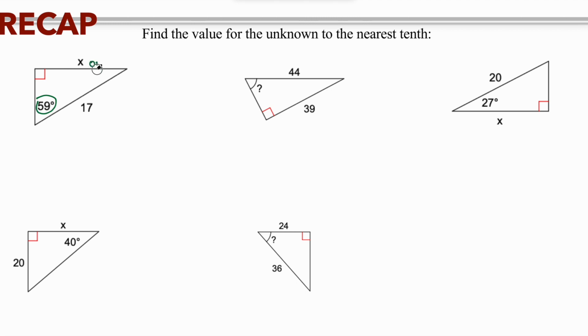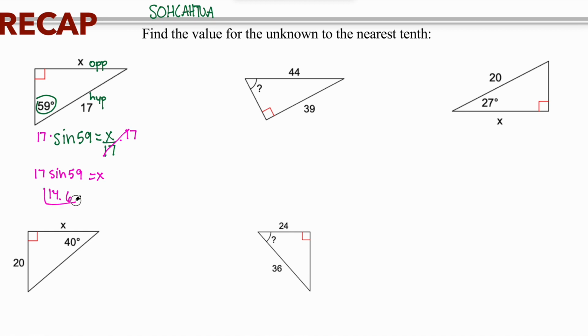According to this angle, this is my opposite, this is my hypotenuse, and again, if you think of SOH CAH TOA, you have the sine of your angle equals the opposite over hypotenuse. So to solve, I'm going to multiply both sides by 17 because I'm solving for x. And I will get 14.6 because it says round to the nearest tenth.